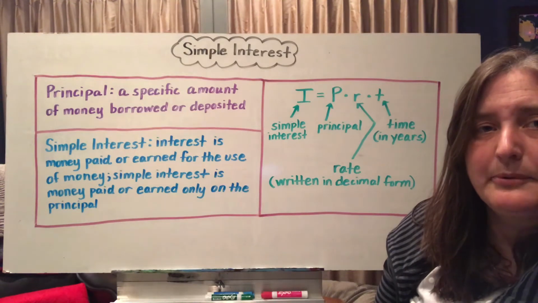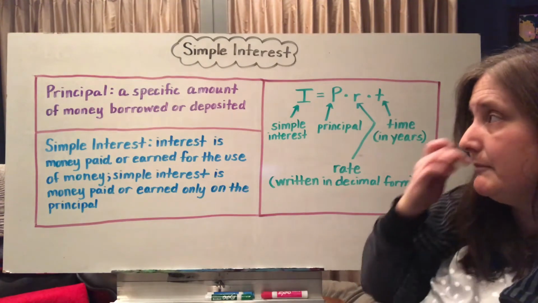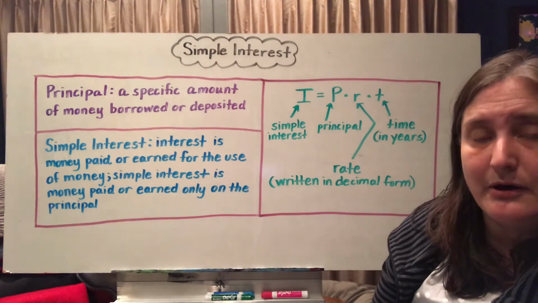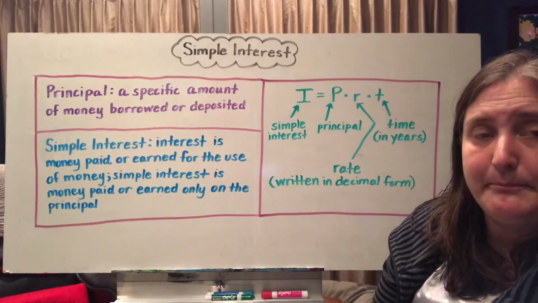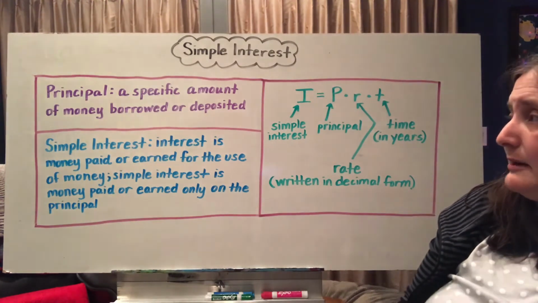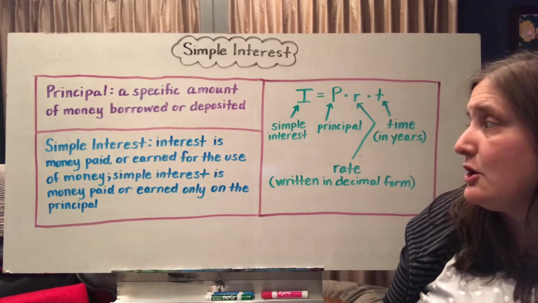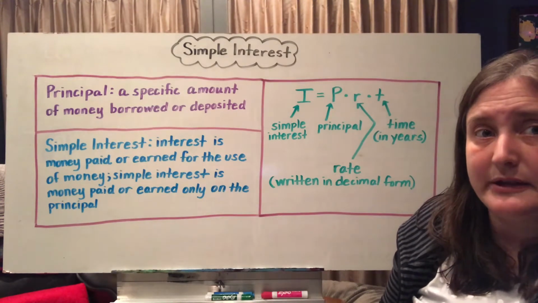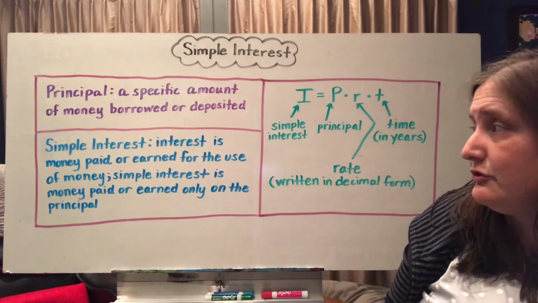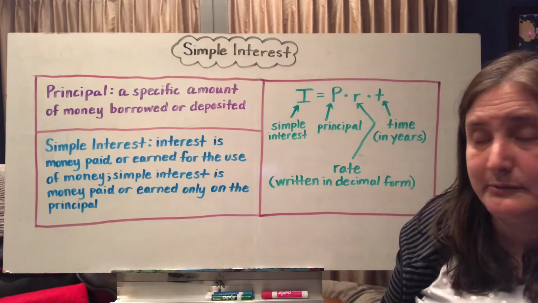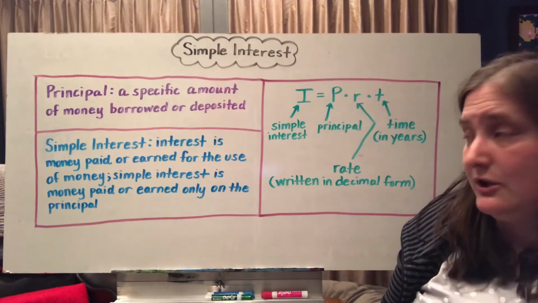Today we're talking about simple interest, and anytime the topic of simple interest comes up, we also hear about principal. Principal is a specific amount of money that you borrow or money that you deposit into a bank. So when we're talking about simple interest, interest is money paid or money earned for the use of money. Basically, if you're borrowing money, you're paying interest because you're using someone else's money. Or if you are loaning someone money, you're earning interest.